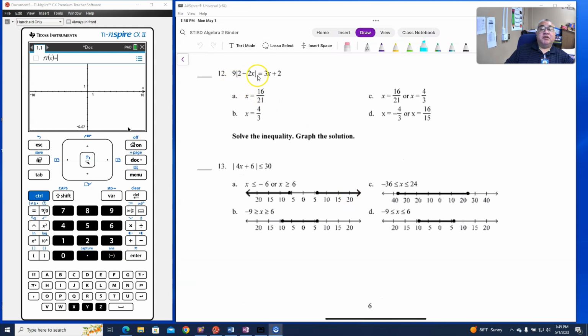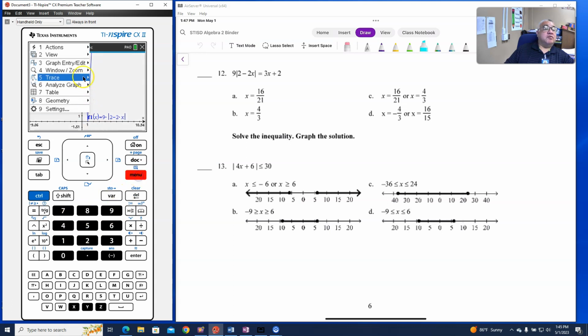Once again, we're going to type in this equation, the left side, into the calculator. So we have 9, and then the absolute value of 2 minus 2x. And then what you do is you press enter. And if you want to move it, you can move it so you can see the graph. Go to menu, graph, function, type in the right side. So you have 3x plus 2, press enter. And where the two graphs intersect, that will be your answer.